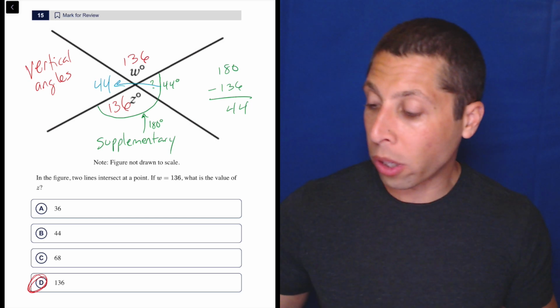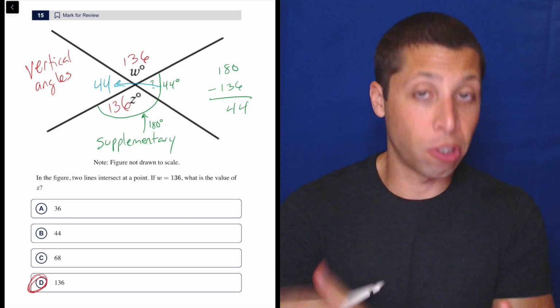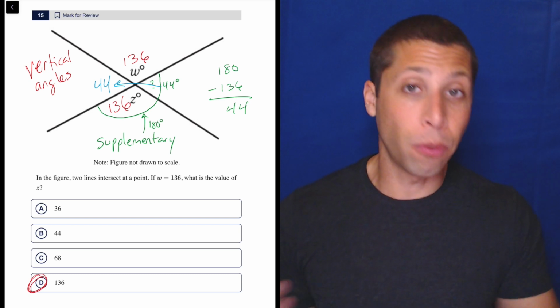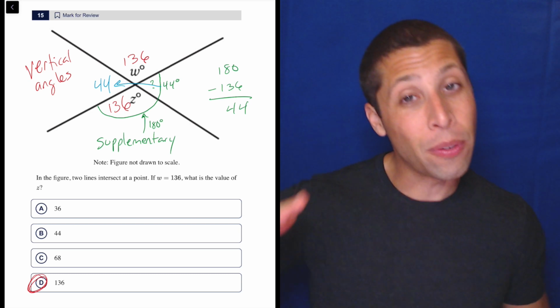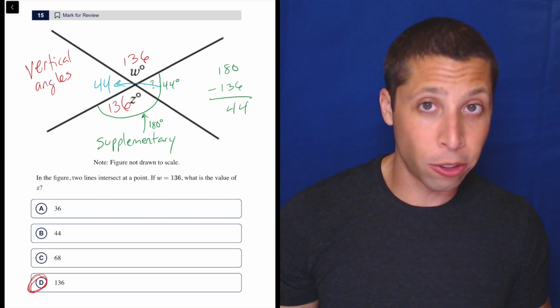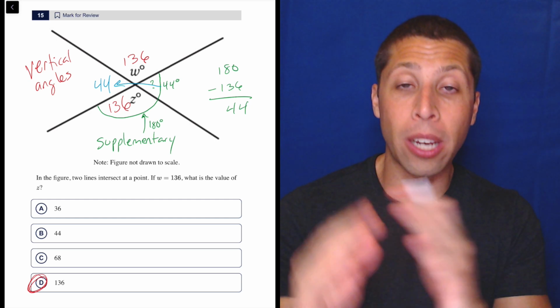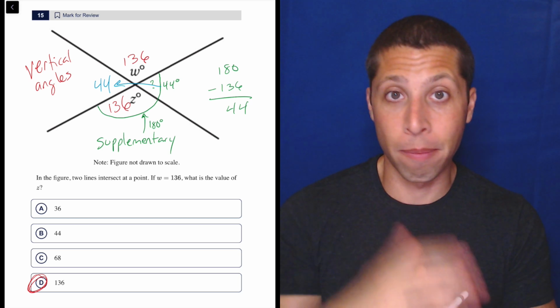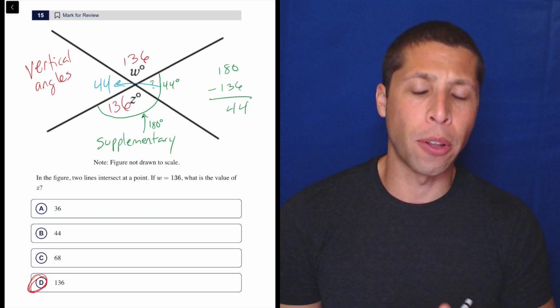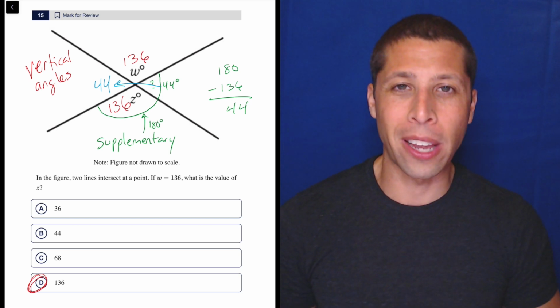So this works when we have two lines intersecting, which is the most common. But even if we have 3 or 4 lines intersecting, we know that if we follow any of those lines, we have 180 degrees on either side of it. And we have vertical angles whenever we are across from the same point, I guess, on those lines. So a very important thing to remember.